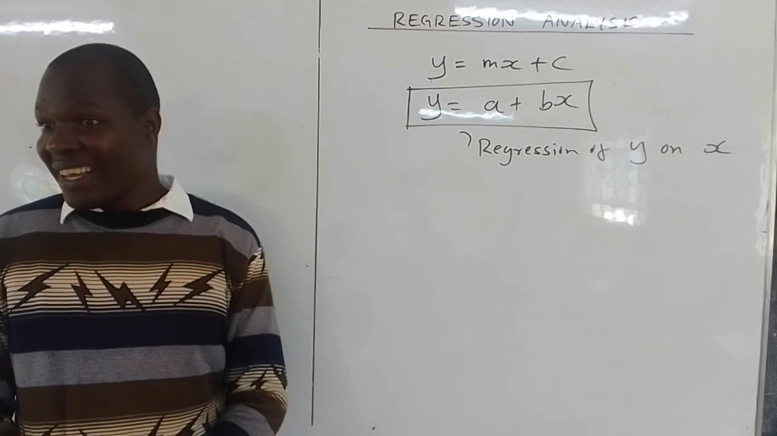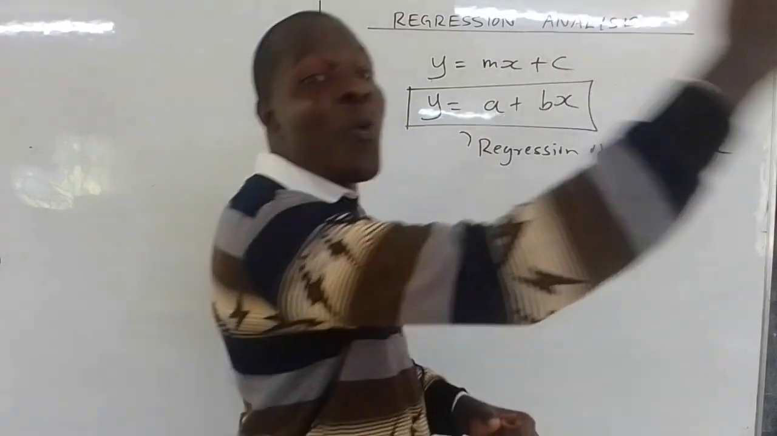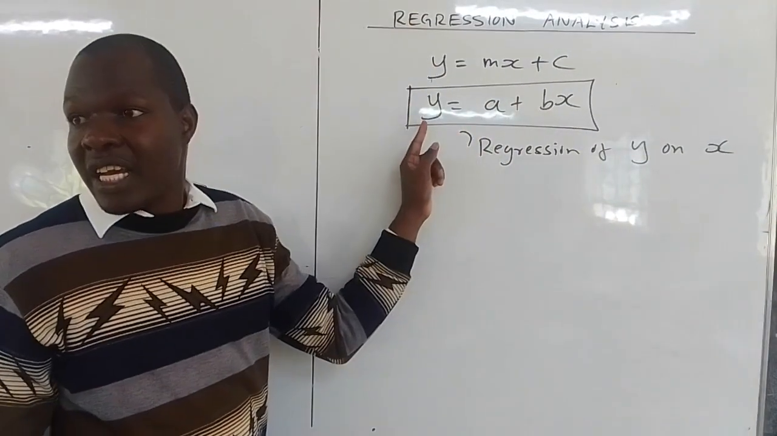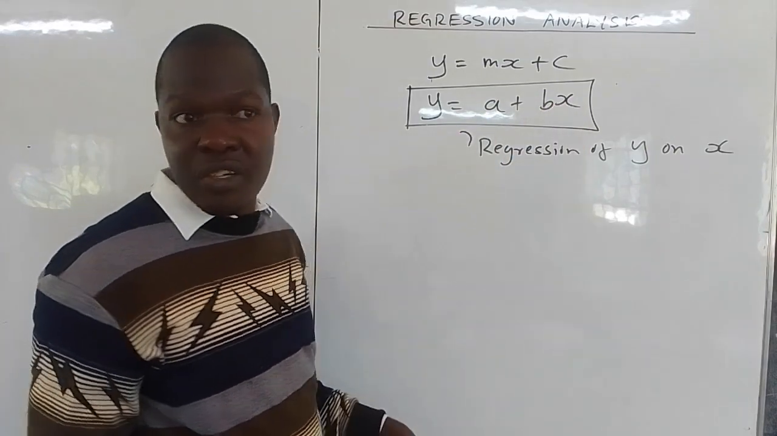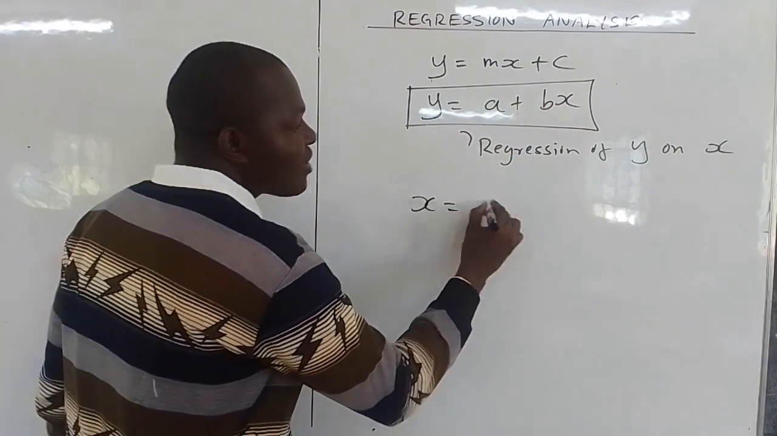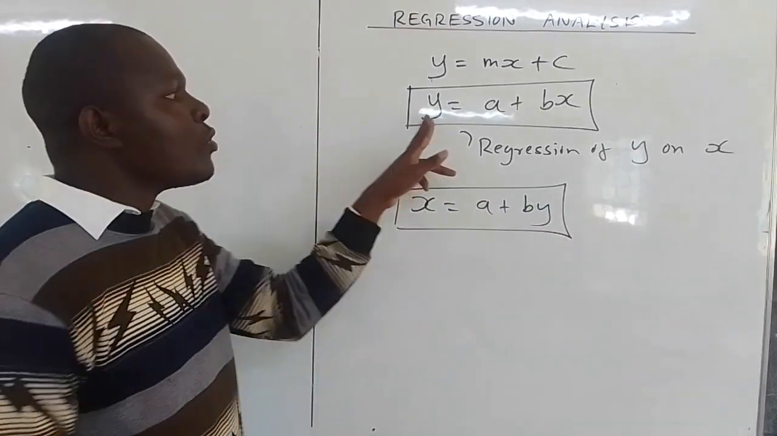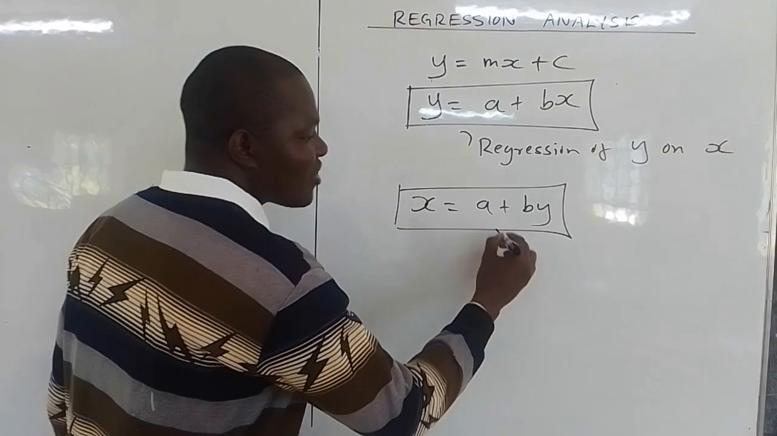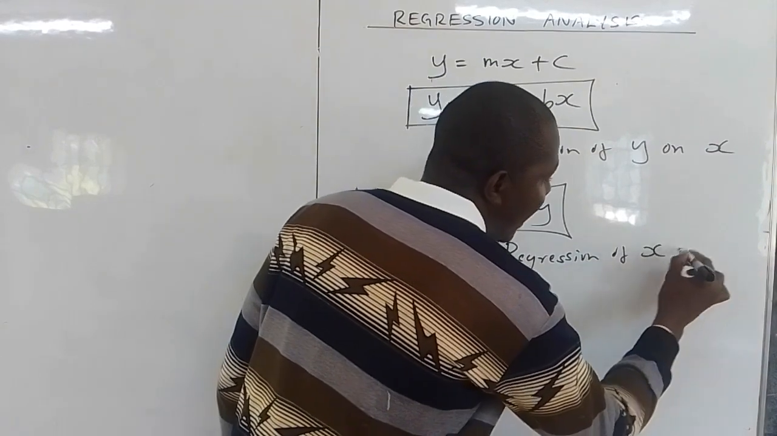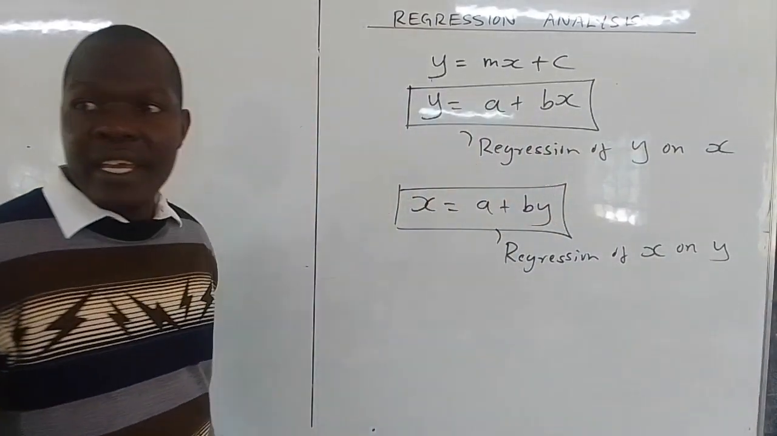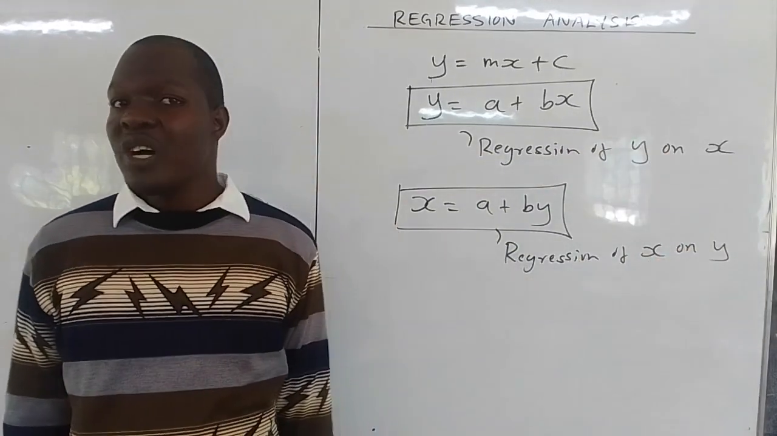Are we together? Yes. Then you can as well write the regression line of x on y, meaning you make x the subject. If you are making x the subject, you simply interchange. So x on y will be x is equal to a plus by. Where there is y, you put x. Where there is x, you put y. So this one is the regression of x on y.